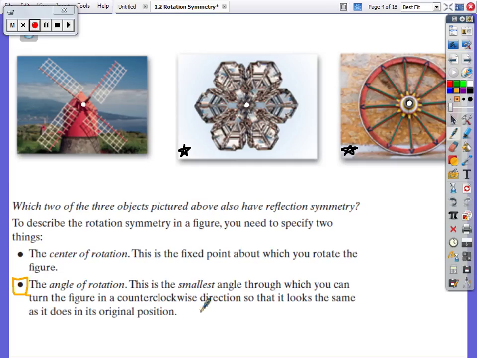So it is less than 360 degrees. So the angle of rotation is measured in degrees. Okay, measured in degrees.